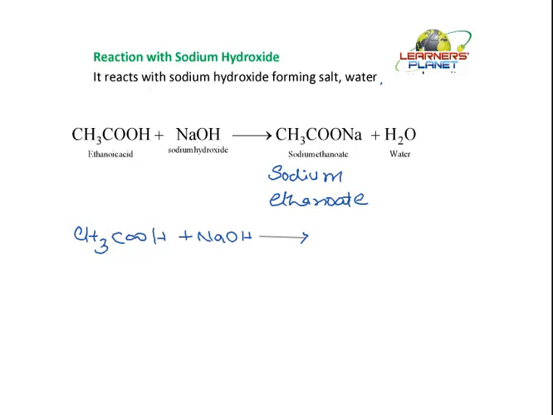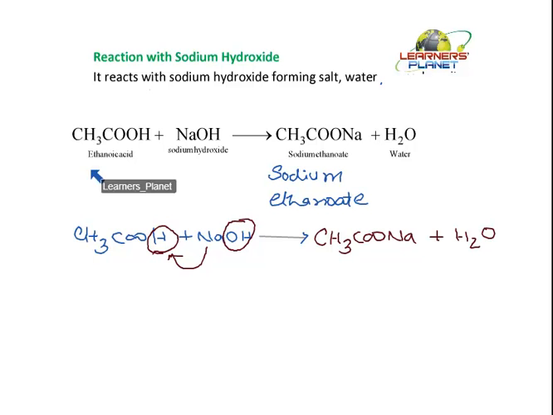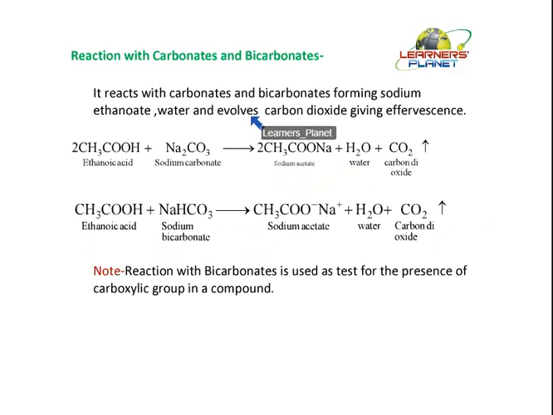How? This H of the acid is replaced by sodium, and it is forming CH3COONa, and the remaining is what? Water. That is, this H and this hydroxyl will combine and form water. So this is the reaction with sodium hydroxide. Alcohols don't react with sodium hydroxide, remember. Alcohols react with metal, that is sodium, but they do not react with sodium hydroxide or carbonates or bicarbonates.